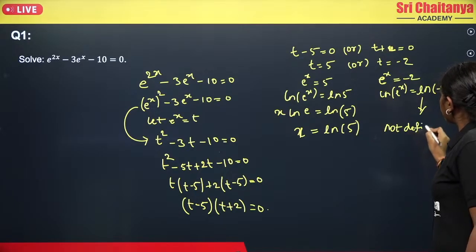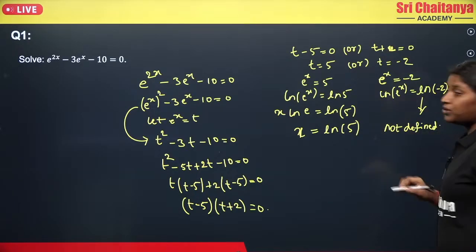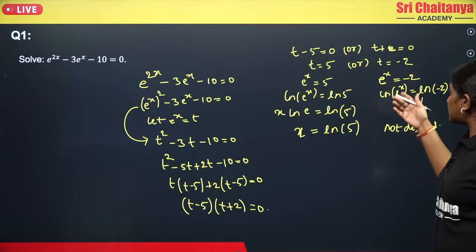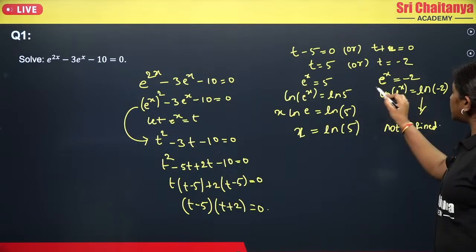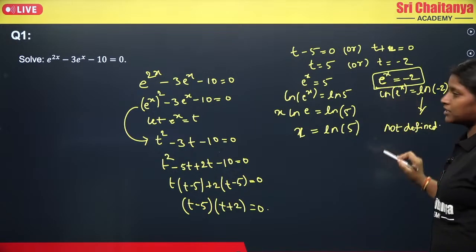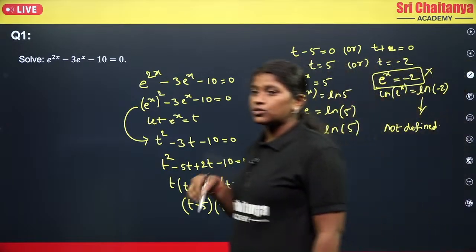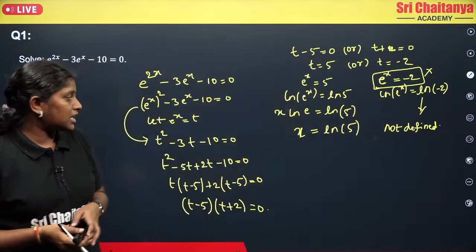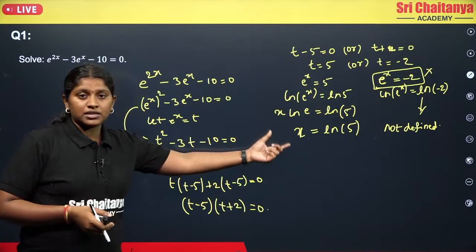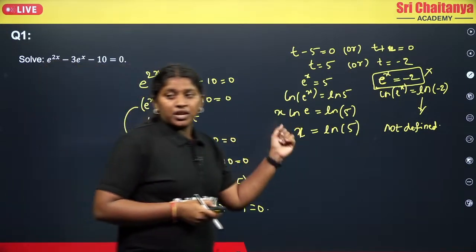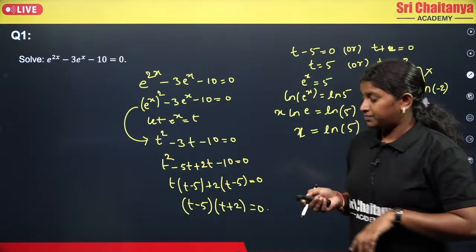Okay, so now this value is not defined, so that's the reason we will not be considering the condition of e to the power x equals minus 2. So now we will get the solution of x from the first condition, which is nothing but e to the power x equals 5. Okay, now let's solve the next question.